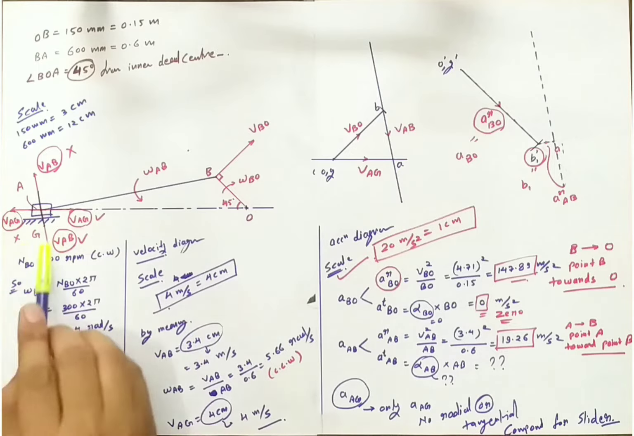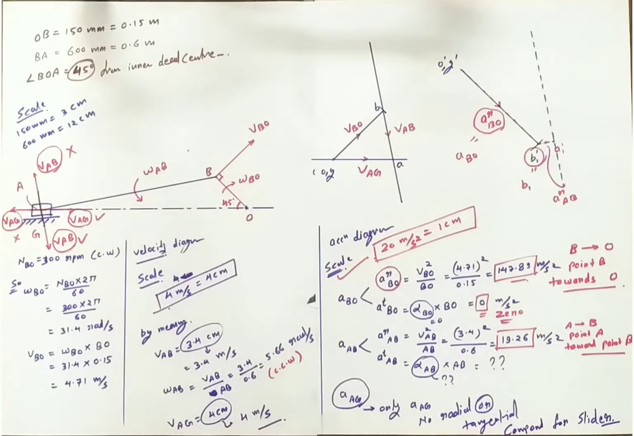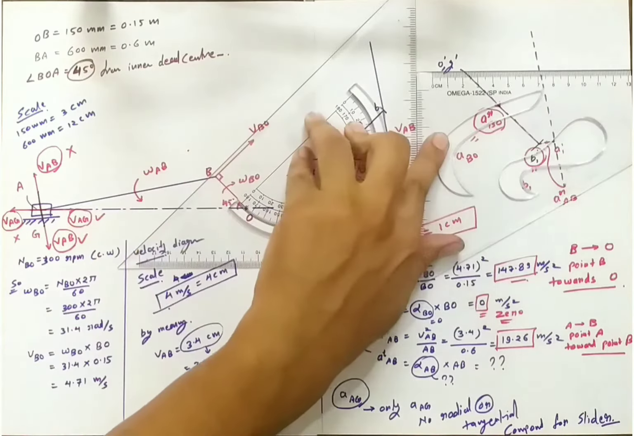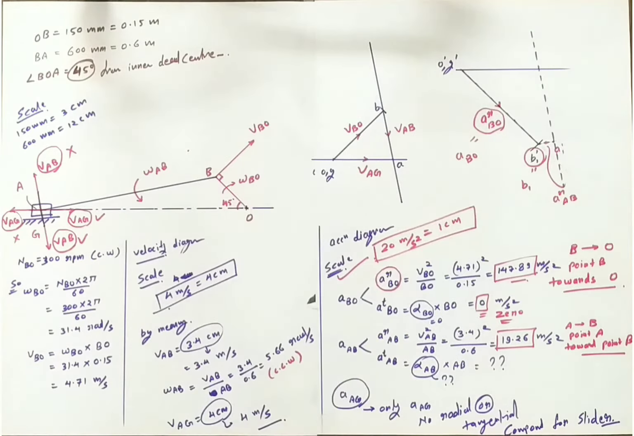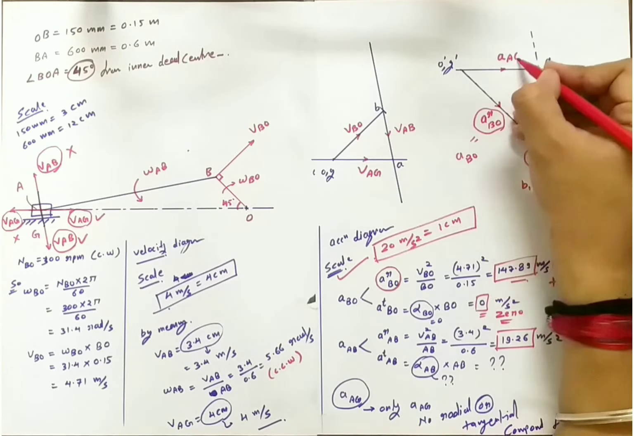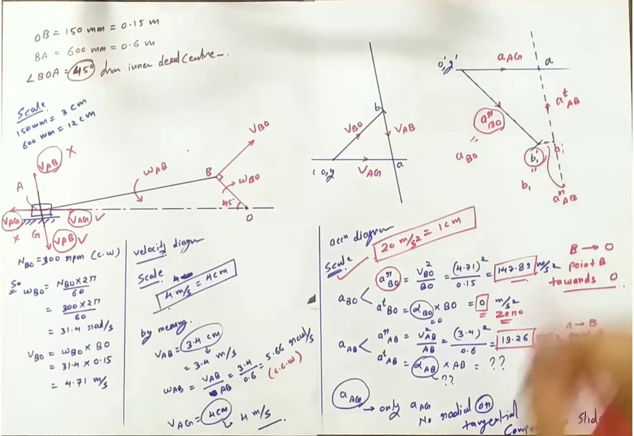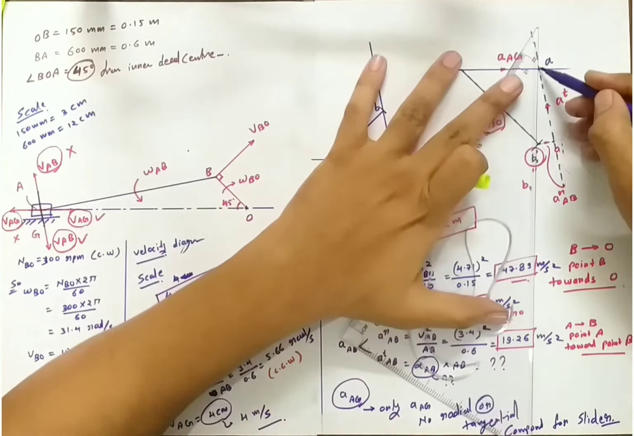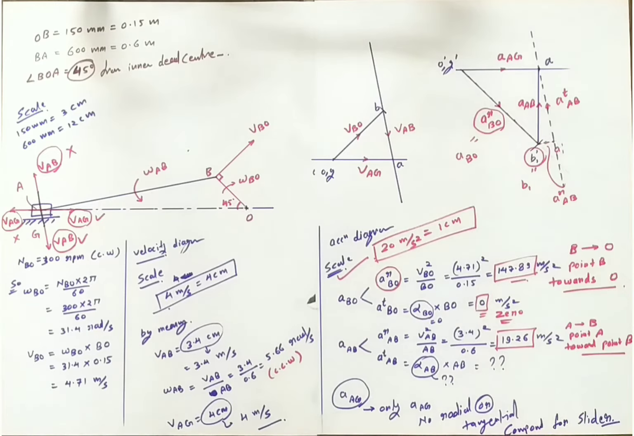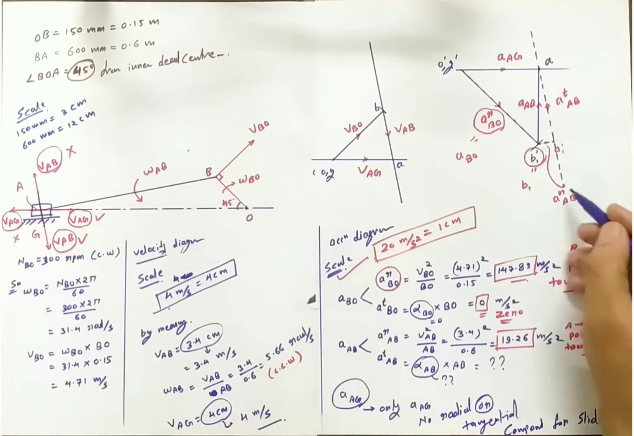Now we'll go for the slider, and the slider has no component, only single acceleration. So we will go in horizontal direction on this. So you can see the intersection, that is point A. This is acceleration of AG, this is tangential acceleration of AB, and this is acceleration of AB. So the acceleration diagram is completed.